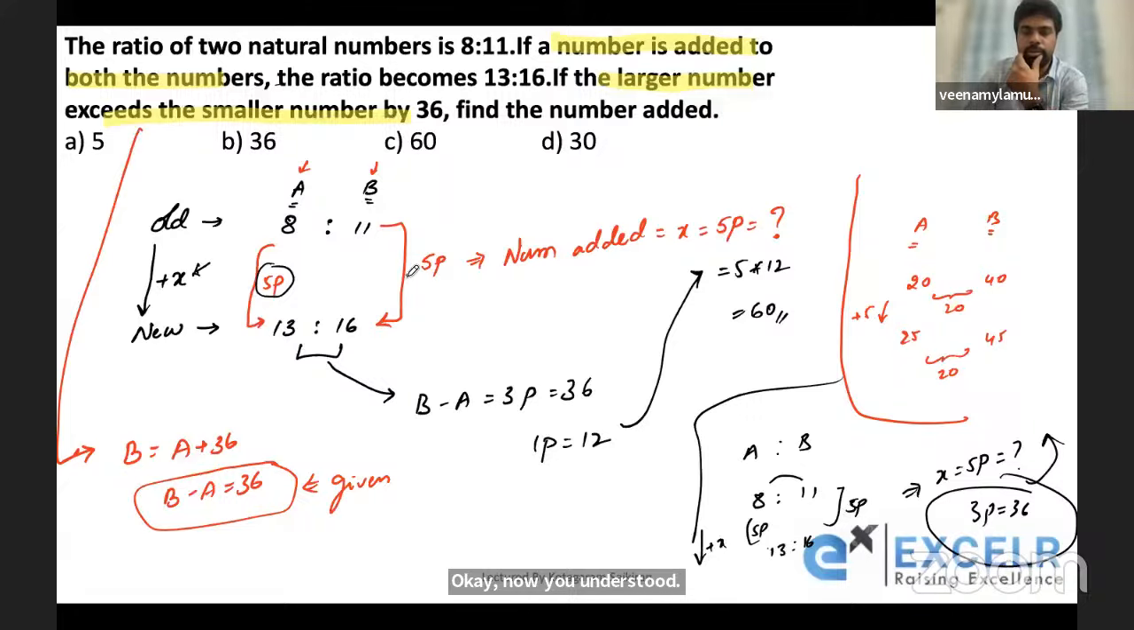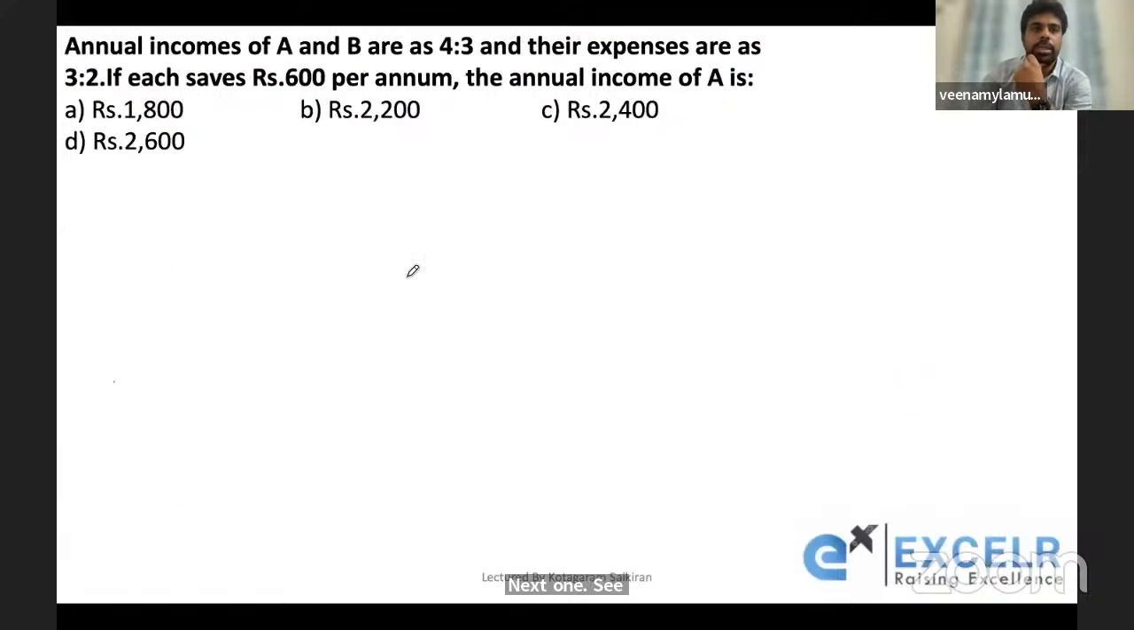Next one. See here. Annual incomes of A and B are in the ratio 4 is to 3 and their expenses are in the ratio 3 is to 2. If each saves 600 per annum, the annual income of A is?